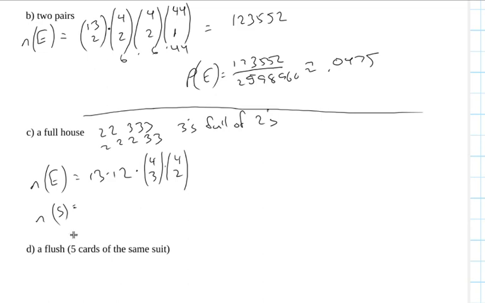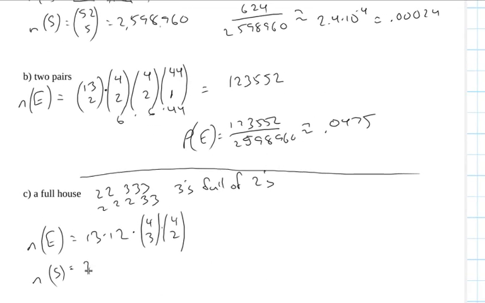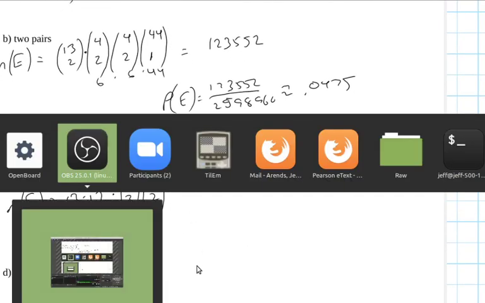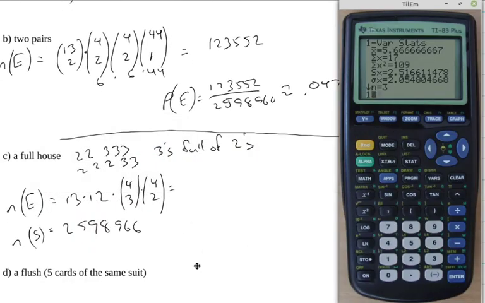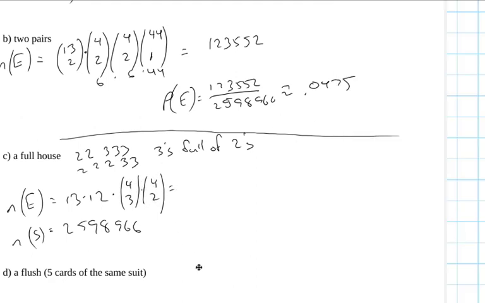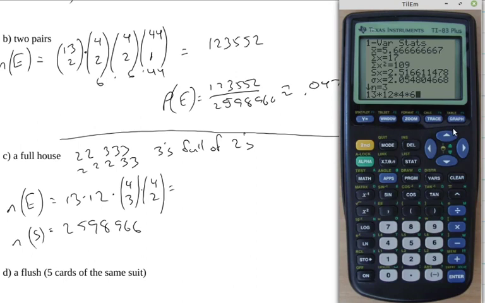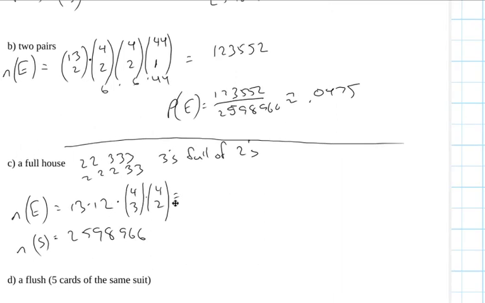My n of s is still the same number, 2,598,960. Okay, pulling up my calculator again: 13 times 12 times 4 times 6. This right here, 4 choose 3, is just 1 off from 4, so that's how I know it's a 4. And 4 choose 2, I see that frequently enough that I know that's a 6. So multiply those together, we get 3744.